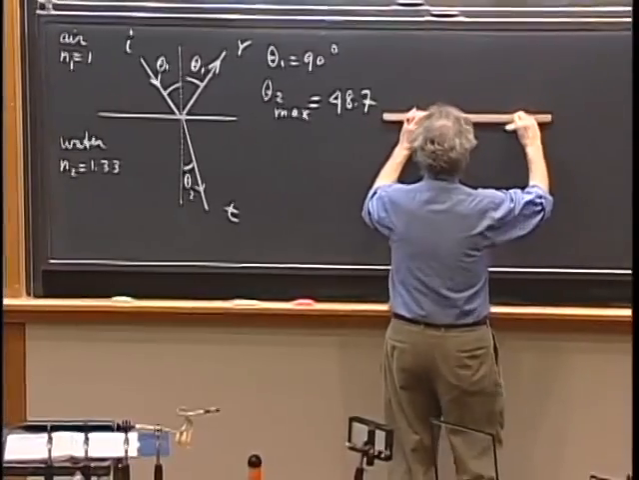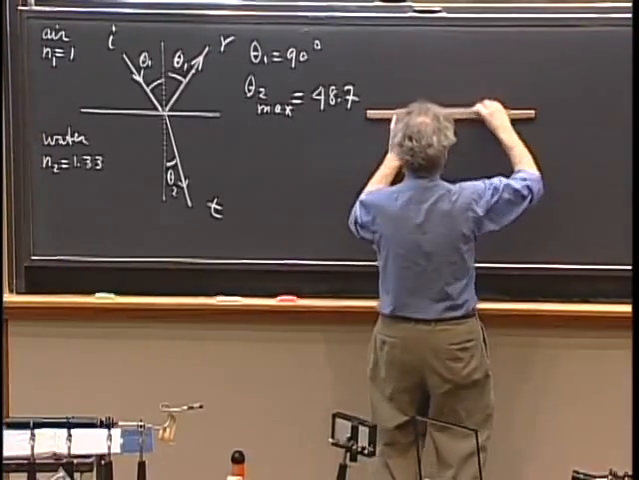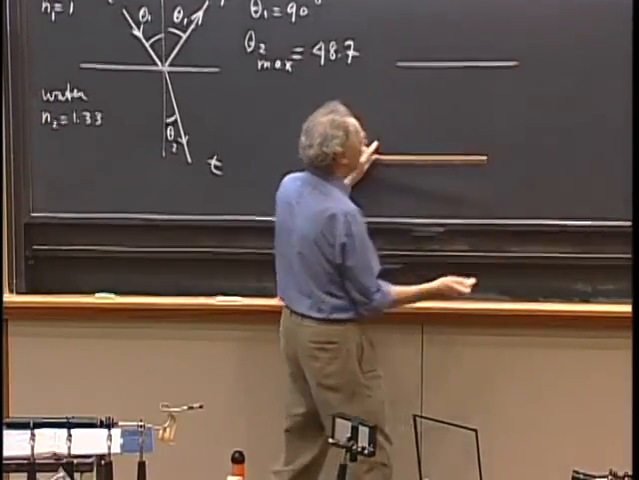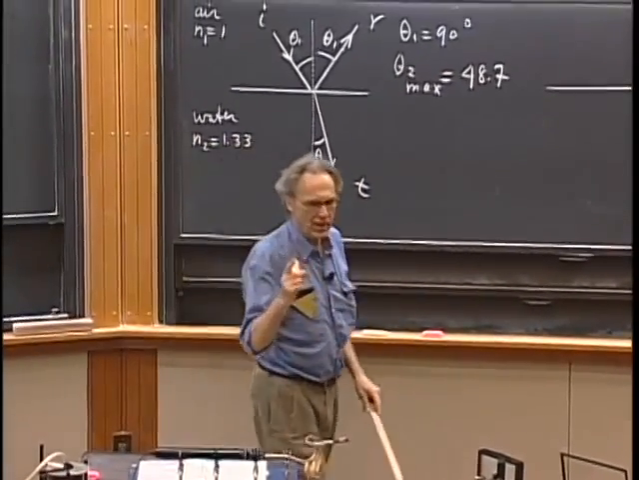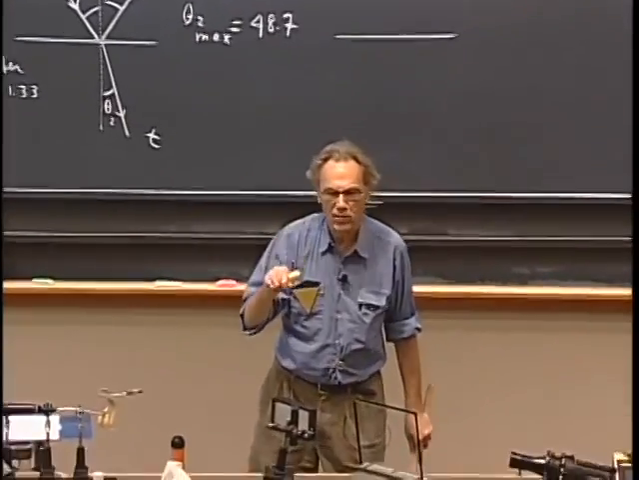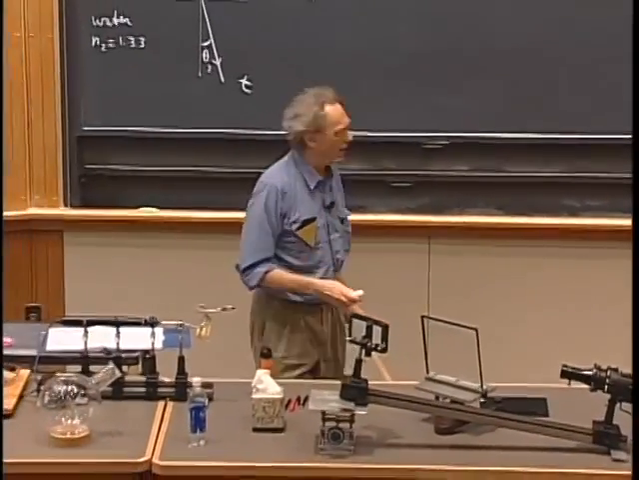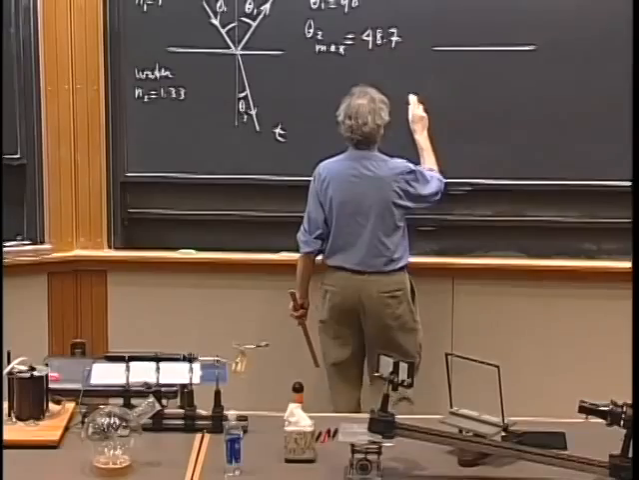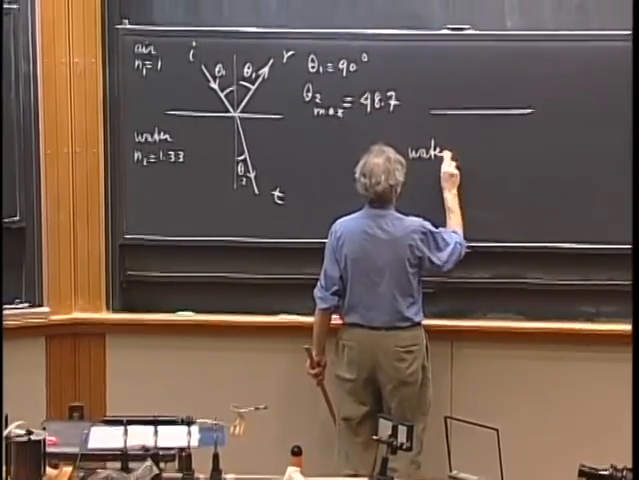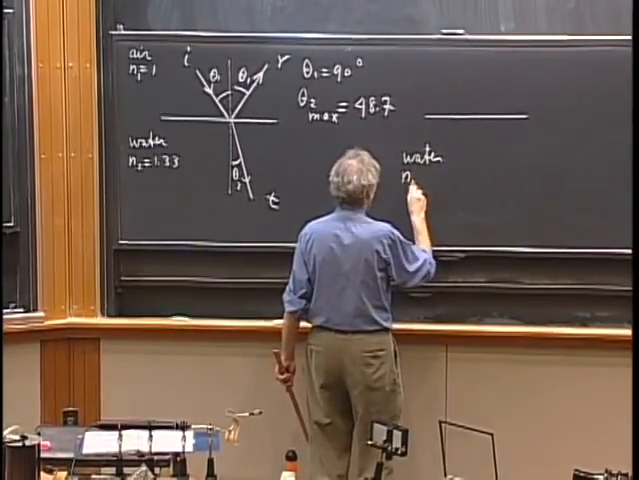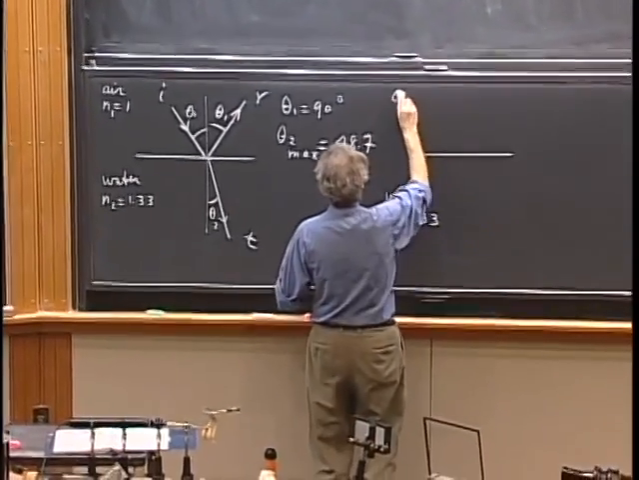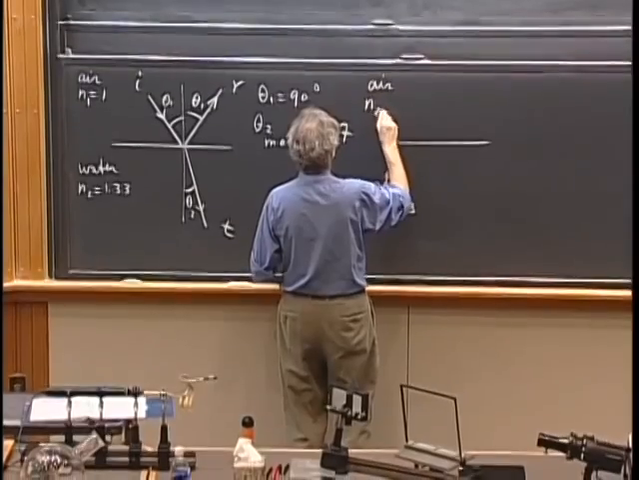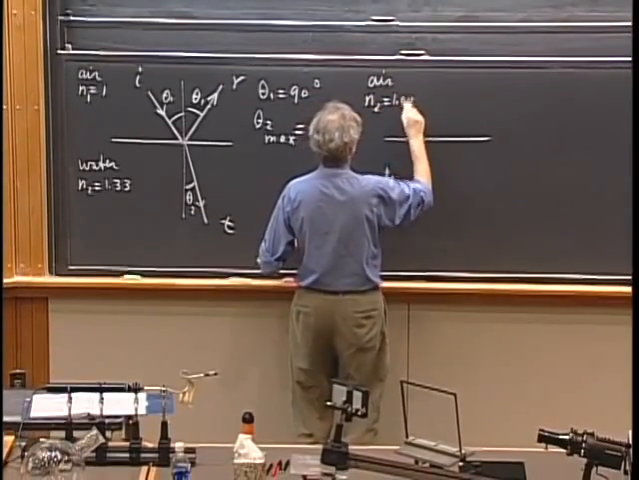Now, what you can also do, which makes it way more interesting, you can also send light from water to air. So now you must be careful. If you are in water, that is now your N1. If you go to air, that is now your N2. So I will be repetitive, but I do that for a good reason. Now N1 is 1.33, and now this is air, and so now N2 is 1.00.